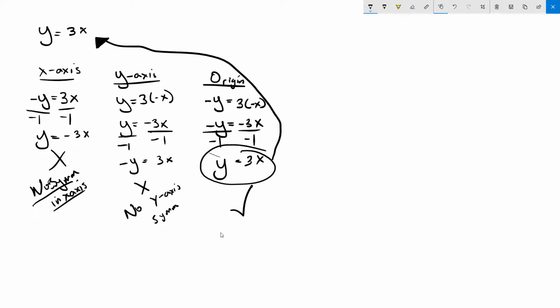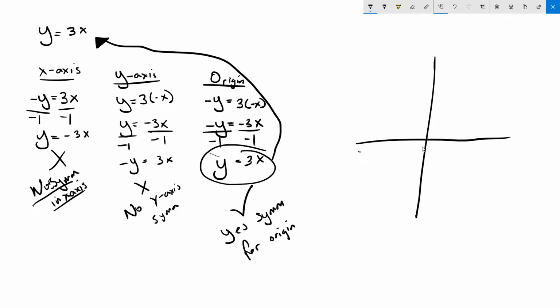So here we would say yes, symmetry for origin. Okay? And that's it. So we have symmetry in the origin. And if we were to graph this, you guys would also be able to see that it actually does have symmetry. Because it doesn't have a y-intercept, we know it's going to be here on the origin, right? And so if we plot it, it's going to go up 3, to the right 1, up 3, to the right 1, and if we graph it, you can see that, yeah, it pretty much looks like it's going to have symmetry across the origin, right?